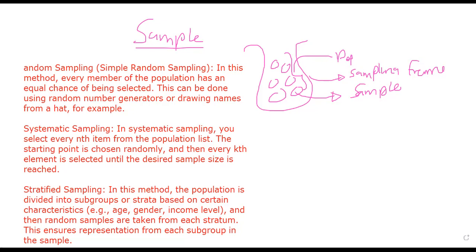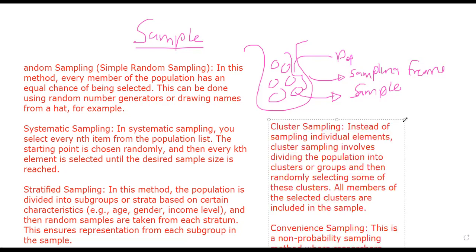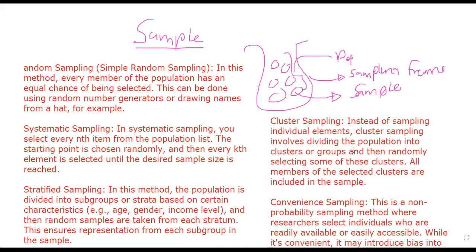We also have other sampling techniques like cluster sampling. This is a technique used when, instead of selecting individual elements, cluster sampling involves dividing the entire population into clusters or groups.